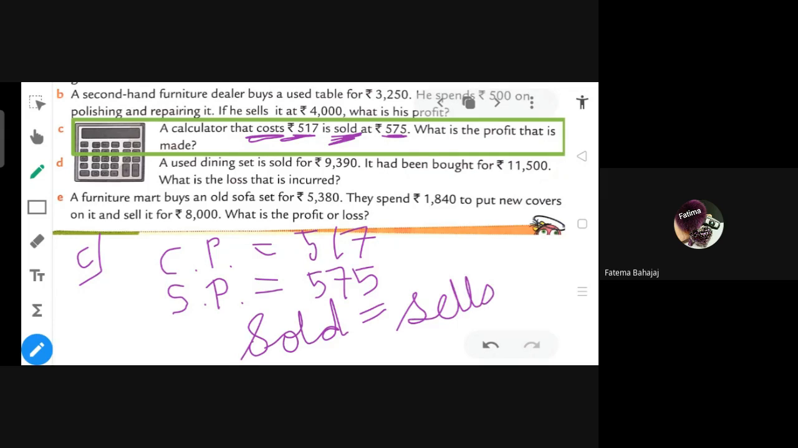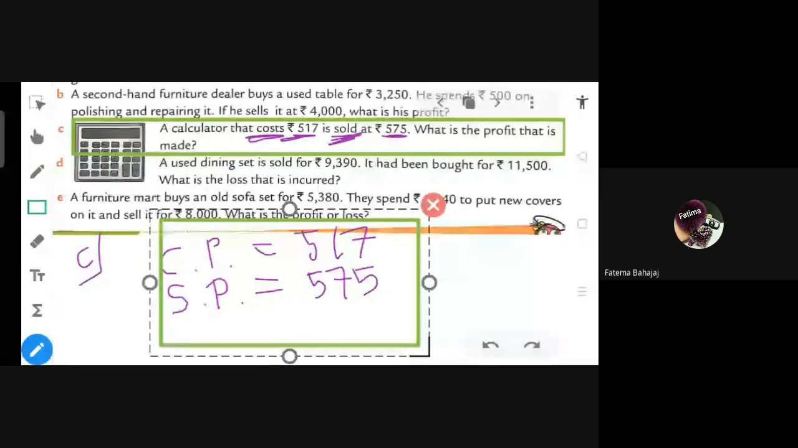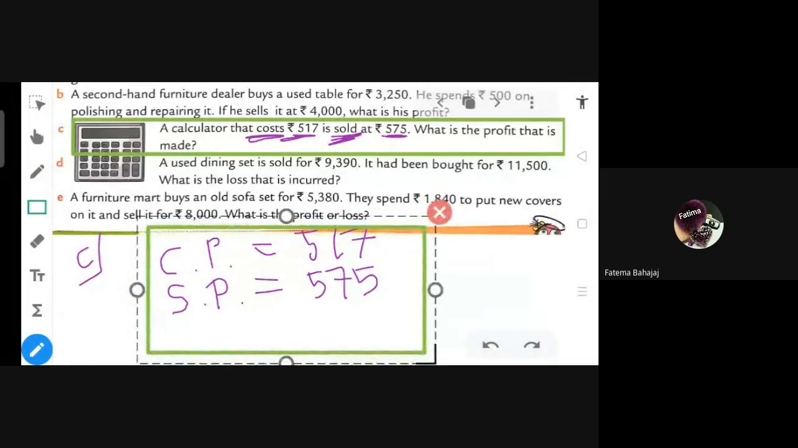Uska matlab yahan kya hai? Bechna. सेल मतलब बेचना है, सोल्ड उसका पास्ट टेंस है, मतलब बेचना. ओके, कोई भी चीज बेचना. Here they are selling calculators, इसीलिए 575 is selling price. So now again we have to decide which one is more. So Anisha, give me next name, that student will decide which one is more, which price is more.